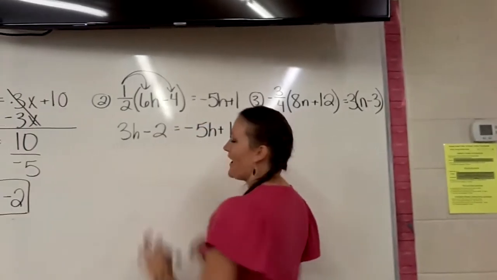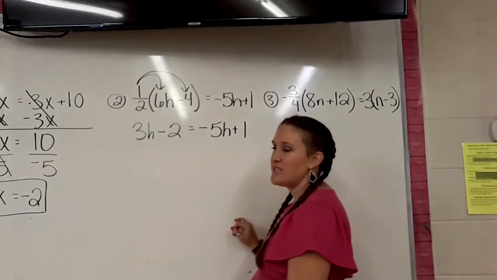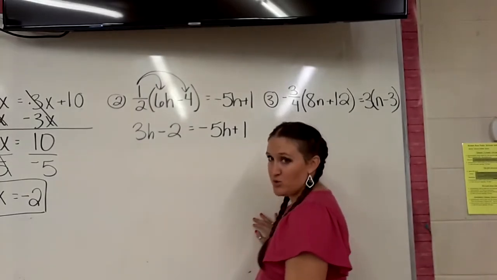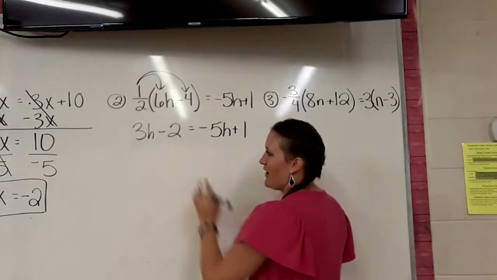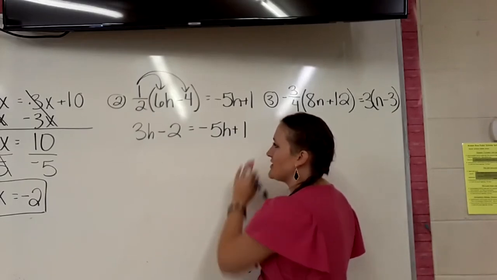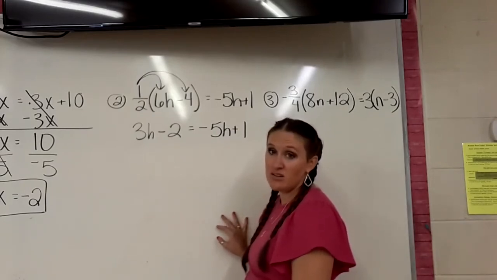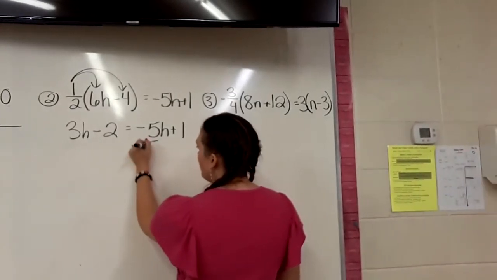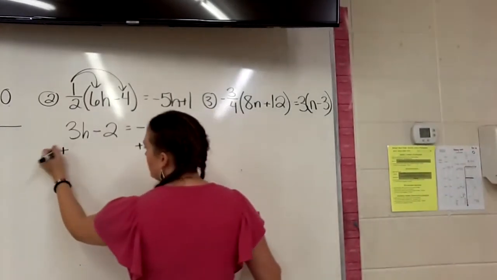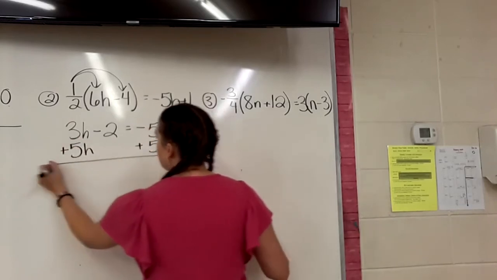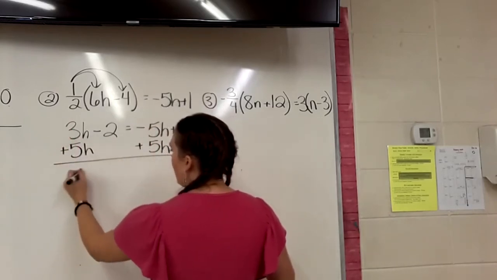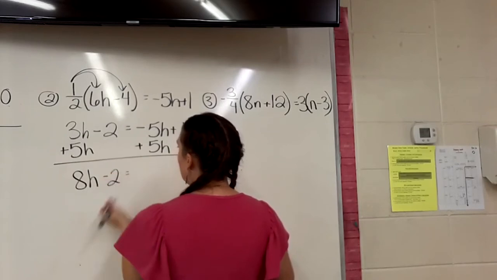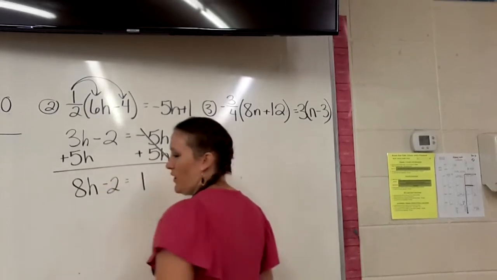So I have to get my h's together. On this one, it doesn't necessarily matter which one you move, because if I move that 3h, I still have a number there, or if I move the 5, I still have a number here. So you get to choose on this one. I'm going to move this one. Since it's the negative 5, I'm going to add 5h to the other side. 3 plus 5 is 8h minus 2. This cancels, and we're left with 1.